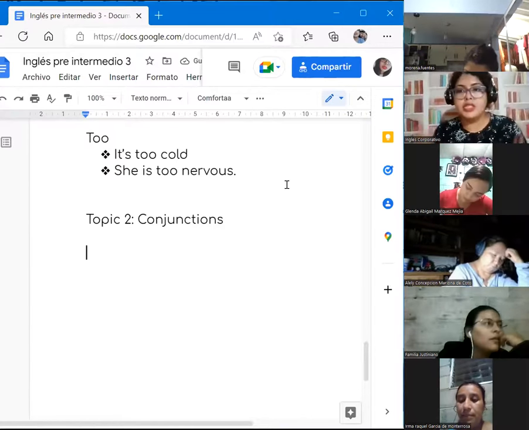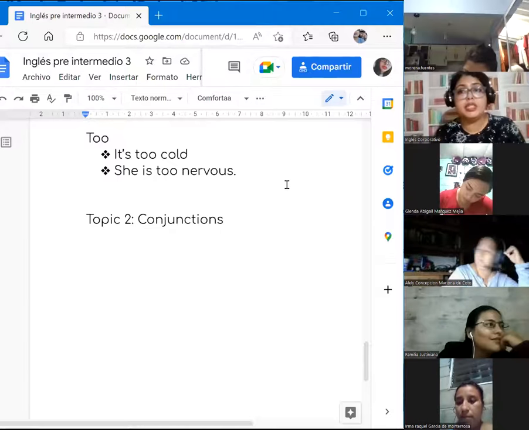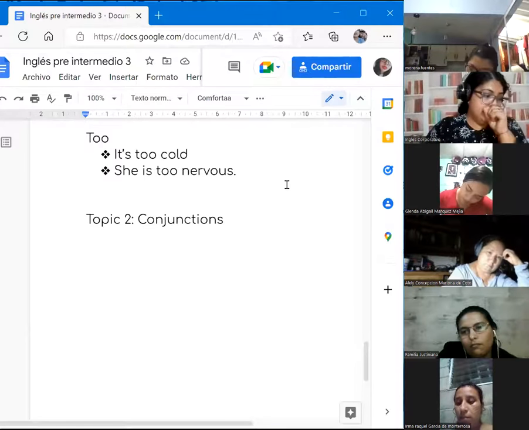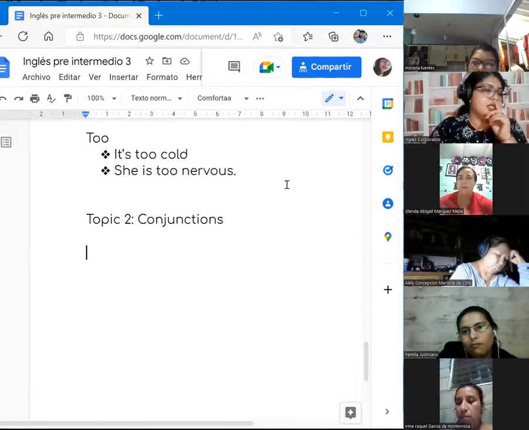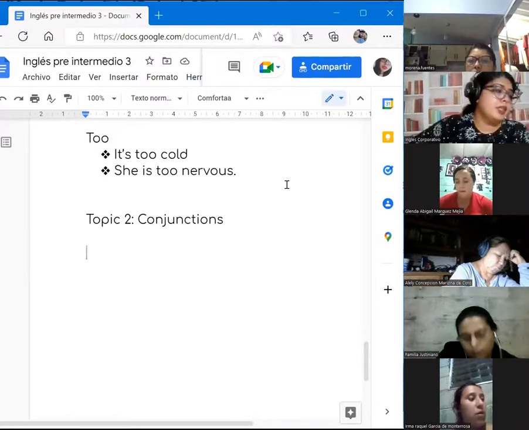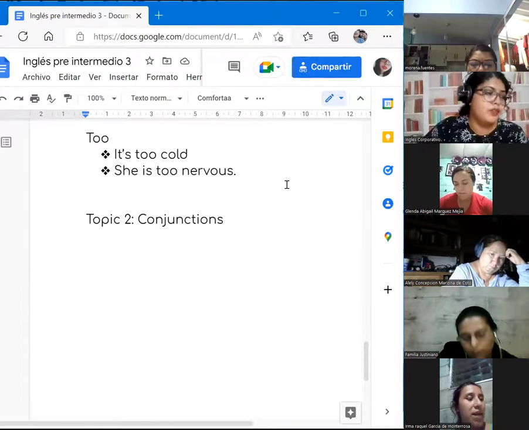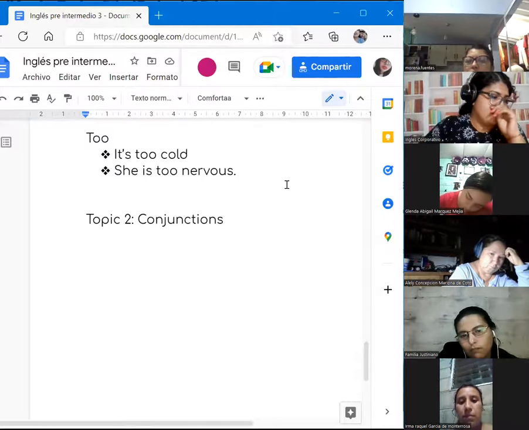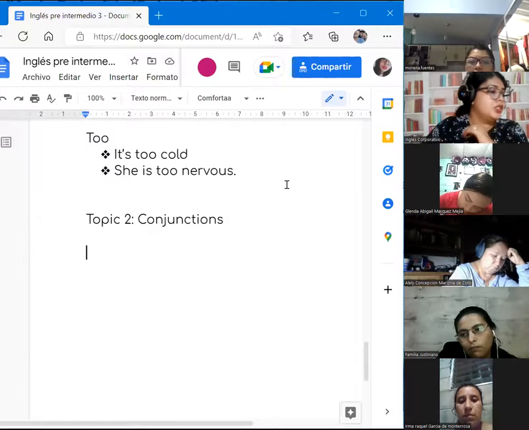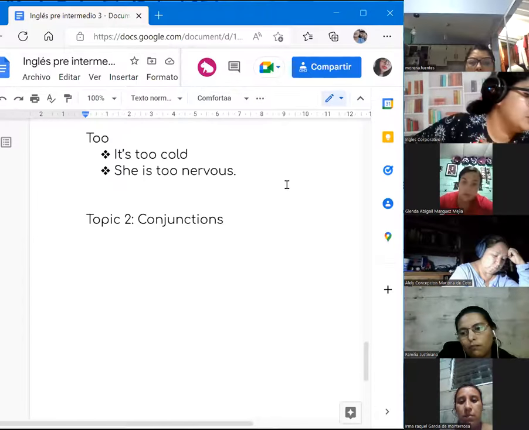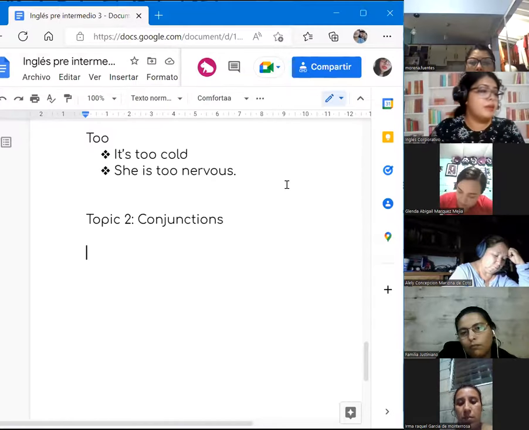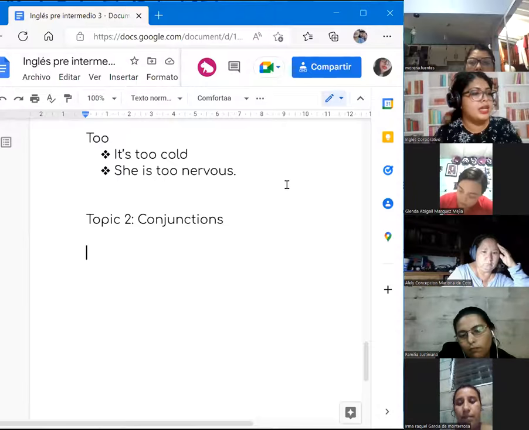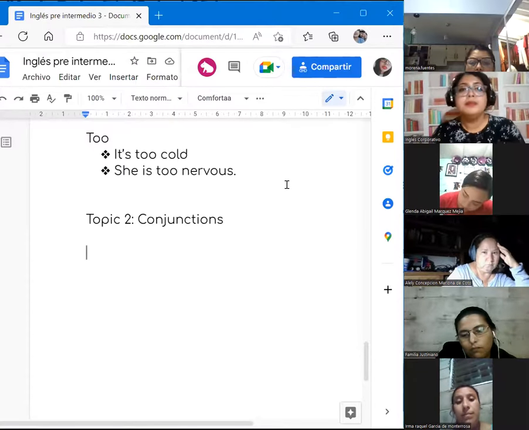What is a conjunction? That is the main part of this topic. What is a conjunction? It says that a conjunction is a part of a speech that is used to connect words, phrases, clauses, or sentences. Conjunctions are considered to be invariable grammar particles, and they may or may not stand between items they conjoin.